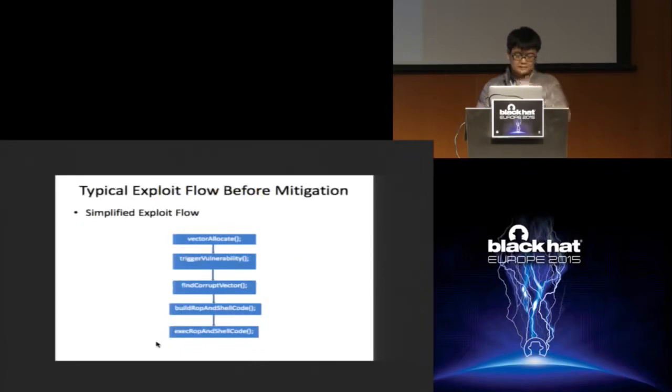This is the typical exploit flow before mitigation. You can see that the first step is to allocate several vectors and then check the vulnerabilities to craft one vector object. And then you can find the crafted vector object. Using this object, you can read and write the process memory, and you can do anything you want. You can build ROP and execute shellcode and payload.